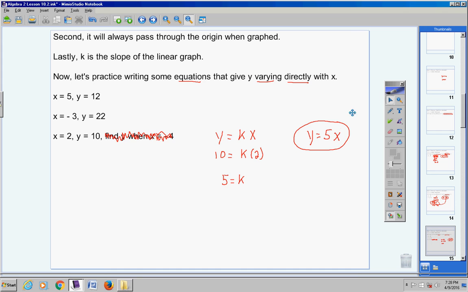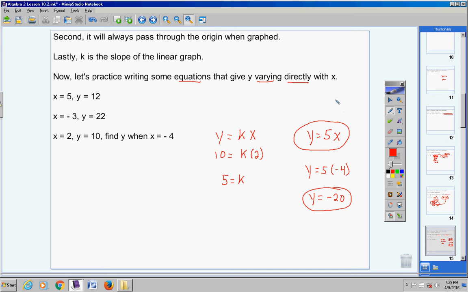Now, what they want you to do is find y when x is negative 4. Find y when x is negative 4, no problem. So I'm going to find y when x is negative 4, so I come over here for x. And for x I put what? Negative 4, because that's what x equals. And so what does y equal? Negative 20.